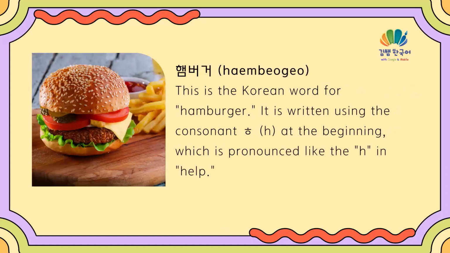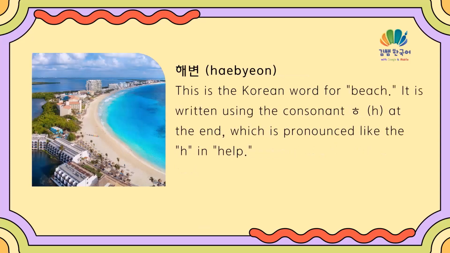In help, 햄버거, this is the Korean word for hamburger. It is written using the consonant 히읗, H, at the beginning, which is pronounced like the H. In help, 해변, this is the Korean word for beach. It is written using the consonant 히읗, H, at the beginning, which is pronounced like the H.